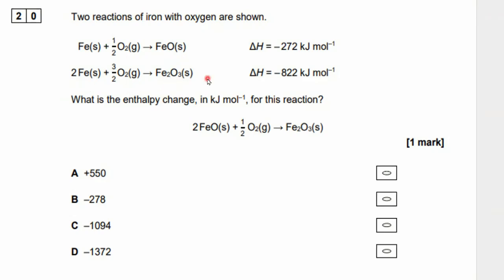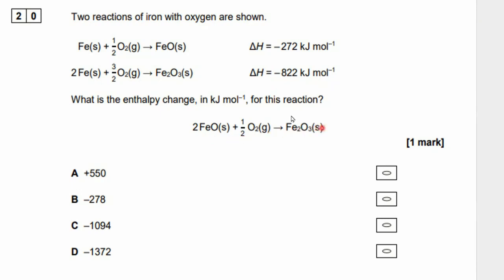Iron 2 oxide. Then we've got iron plus oxygen makes iron 3 oxide. And we have the enthalpy changes. And then it says, what would be the enthalpy change for the reaction below? We've got iron 2 oxide being added to oxygen to make iron 3 oxide. Well, we can combine these two reactions above.